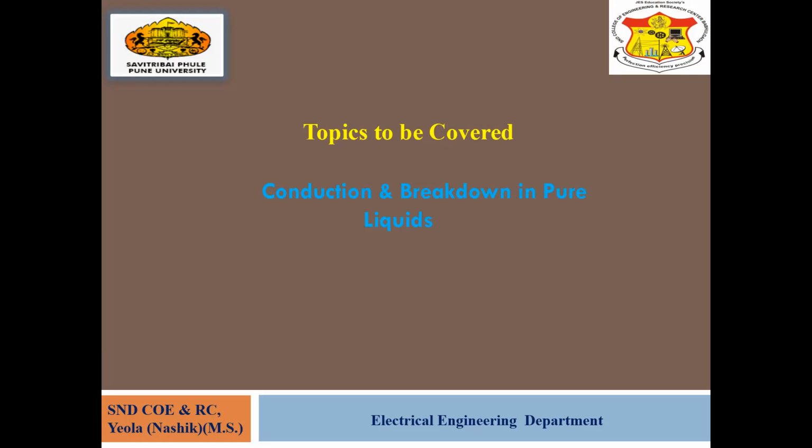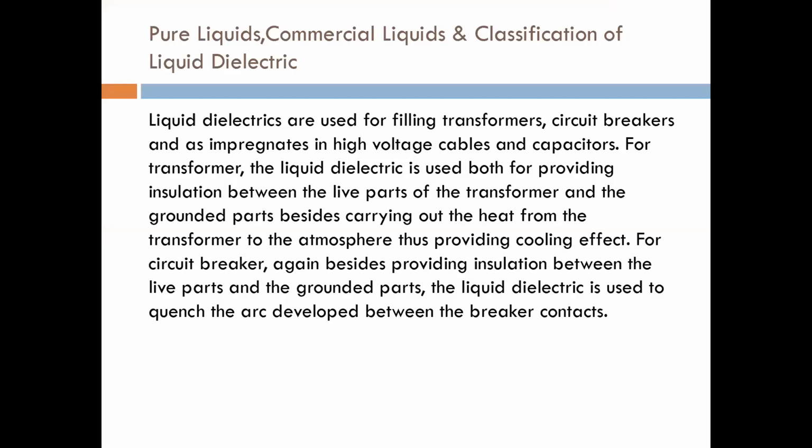we must know what the different types of liquids are. As in the case of transformers, as insulators, they may also be used in circuit breakers, in high voltage cables and in capacitors. But mainly they are used in the transformer for insulation purposes and as a coolant.